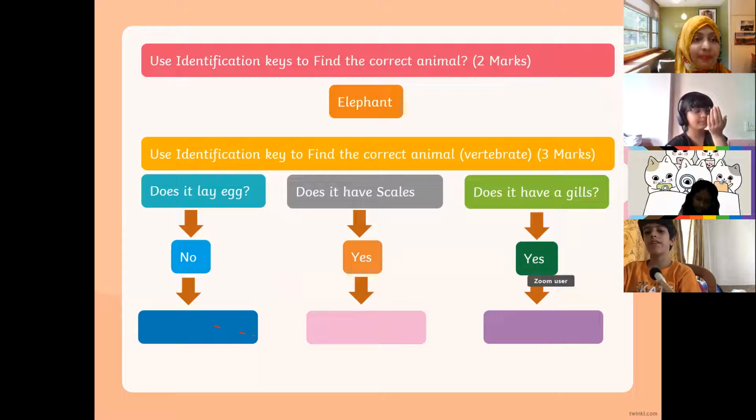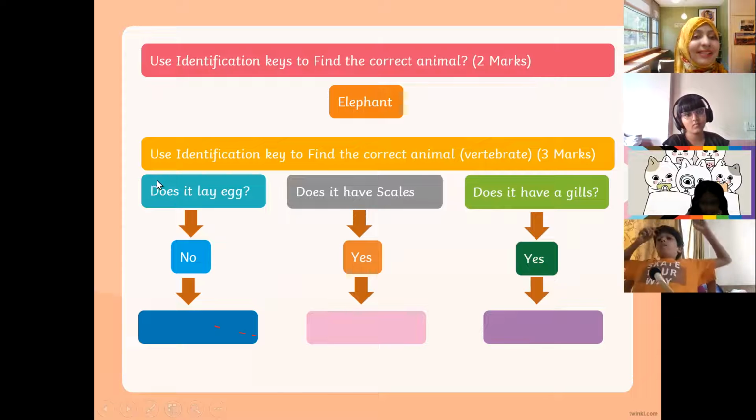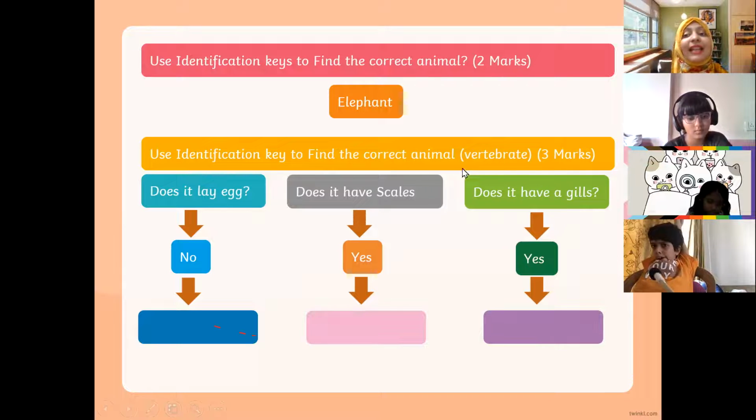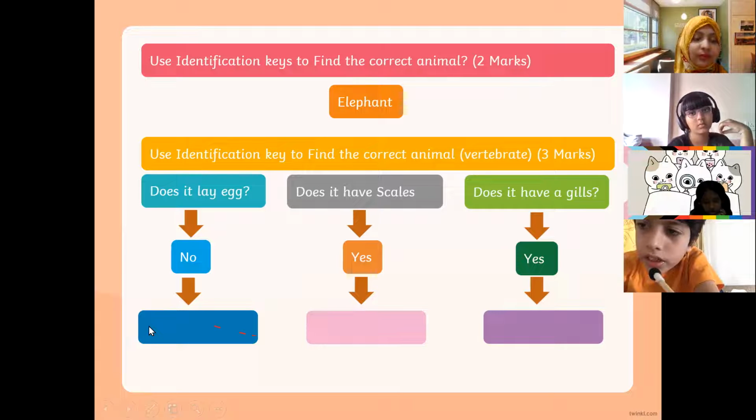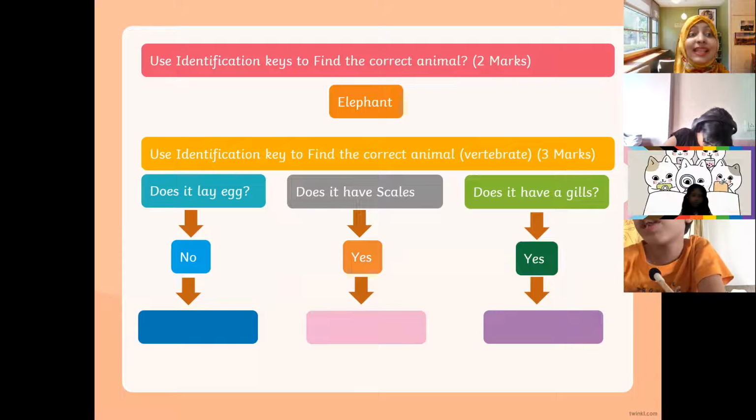Listen. The first question, use identification keys to find the correct animal, is for 2 marks. You have to write 5 questions for it, for elephant. And then the second one, use identification keys to find the correct vertebrate animal, is for 3 marks. You have to just write 3 answers, okay? Ma'am, what are gills? Gills. Which animals have gills?